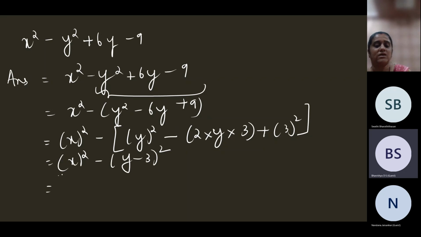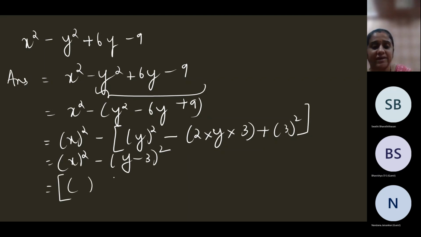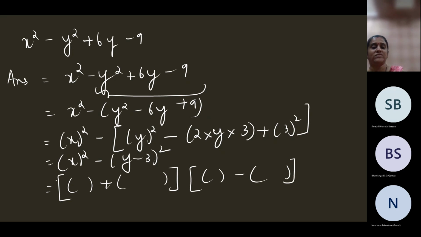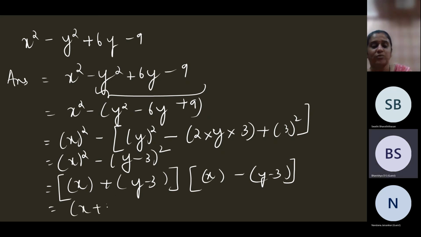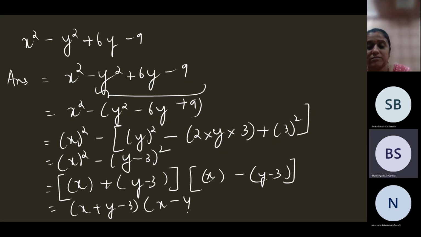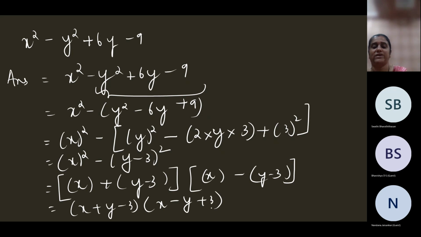Yes, ma'am. Now you should write, it's like a square minus b square. So a plus b into a minus b. So what is a? X, ma'am. What's b? Y minus 3, ma'am. Very good. So what do you get when you open the bracket? X plus y minus 3 into x minus y plus 3, ma'am. Very good.